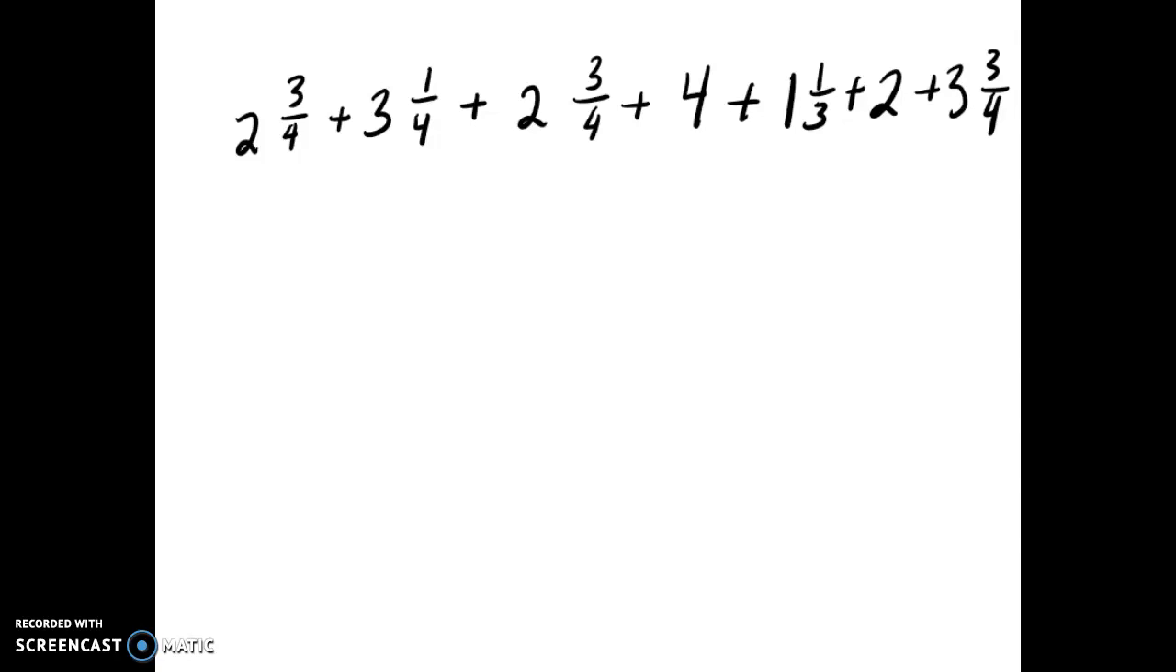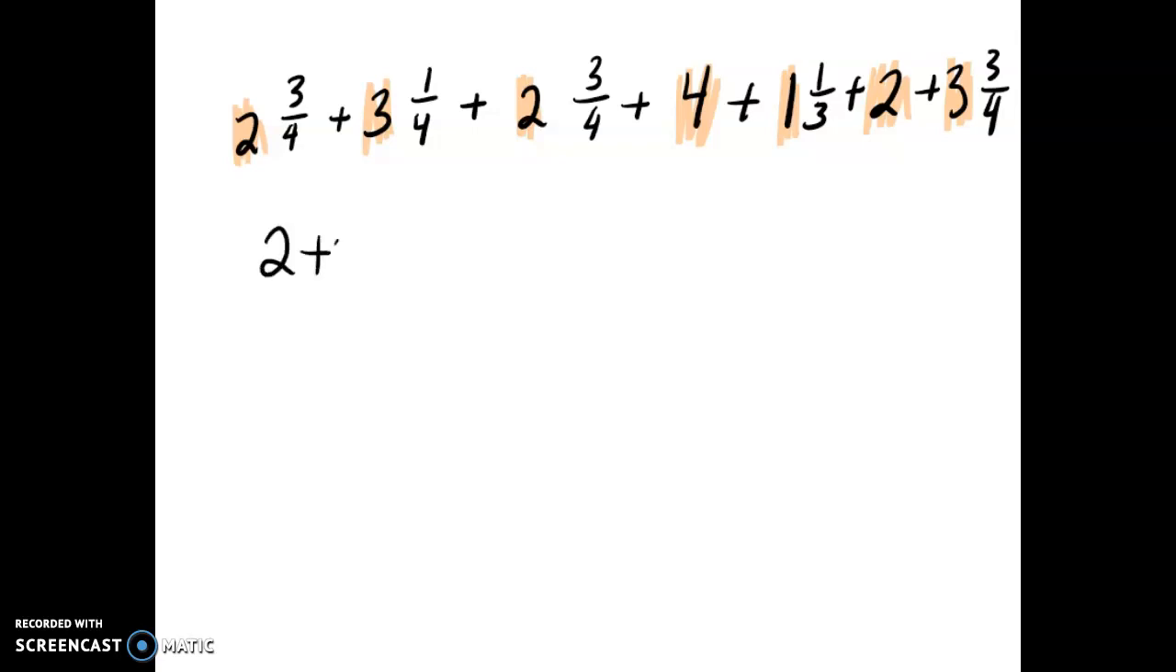There are different ways to add mixed numbers together. One way would be to convert these all to improper fractions and then add them together. The other way is you could add the whole number portions. So I can add this portion, and then once I add that portion, I'll add the fraction portions together. So let's do that.